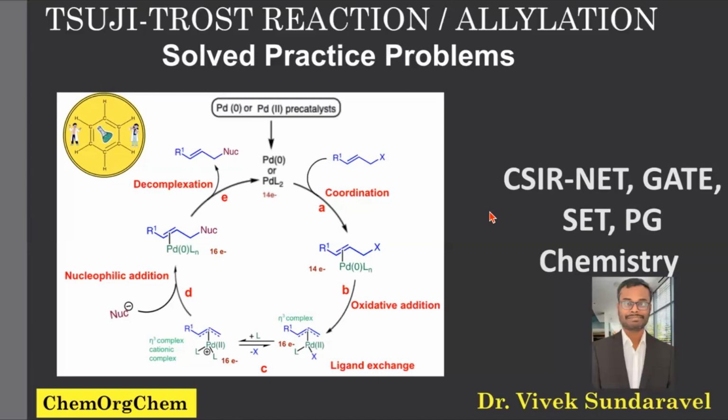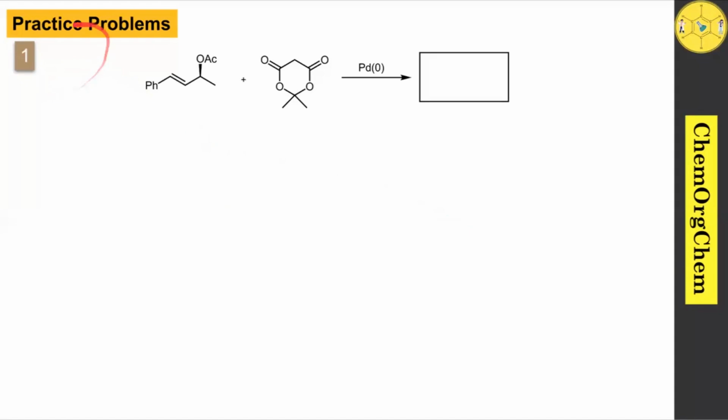So in this session, we are going to see the solutions of the practice problems from our previous session. So let's move to our practice problems one by one. This is our first practice problem. Here you can see the allylic substrate, which reacts with these carbon soft nucleophiles under palladium 0 catalysis.